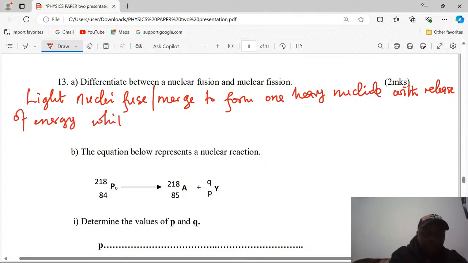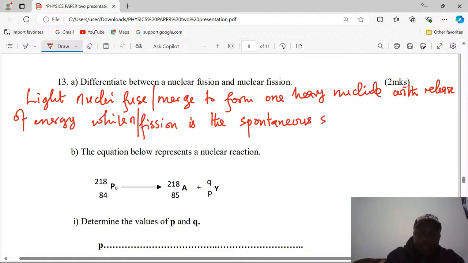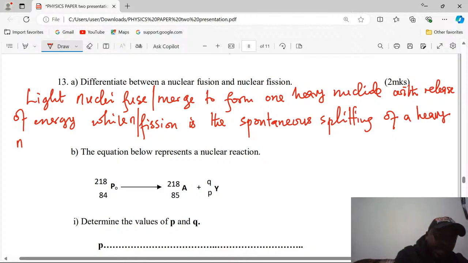while fission, or nuclear fission, is the spontaneous splitting of a heavy nuclide to form lighter nuclei.